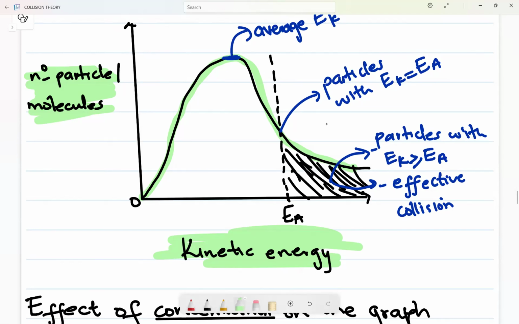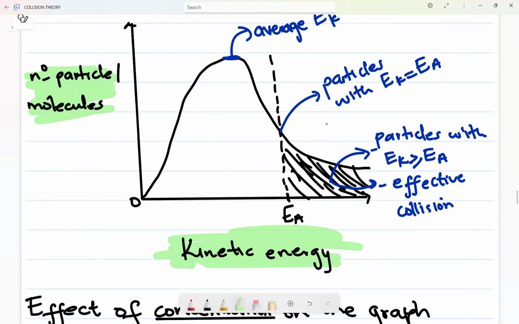The area under the graph tells us about the total number of particles in this reaction. Remember, this is kinetic energy, and this is number of particles. Here it is the activation energy. Remember, the activation energy is the minimum energy needed for a chemical reaction to occur. Never mind this one. This is the average kinetic energy.